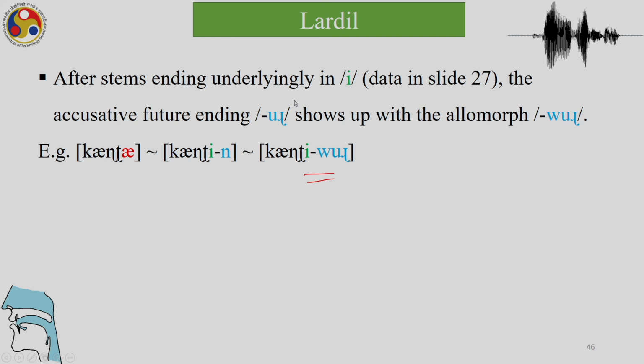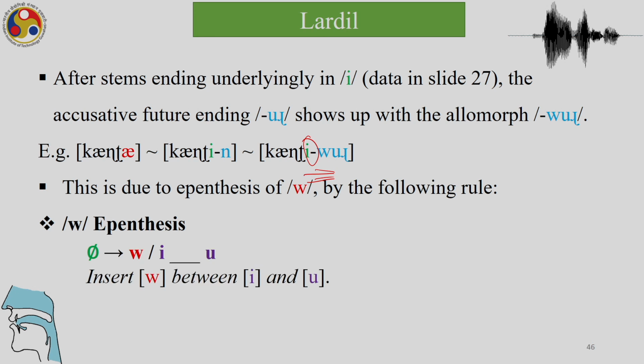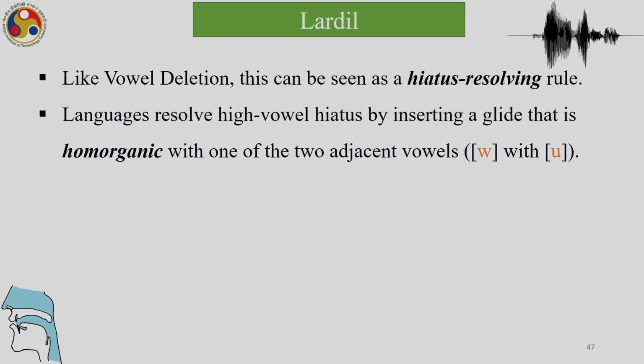So when do we get the were allomorph? We get that when we have e, then there's a u in the suffix, and as a result we also have the third rule, that is epenthesis of were, by the following rule. So were, as in null, goes to were if there is a preceding e and following u. Insert were between e and u. Now we have our third rule of Lardil. So like vowel deletion, this can be seen as what is called hiatus resolution. What do hiatus resolution rules do?